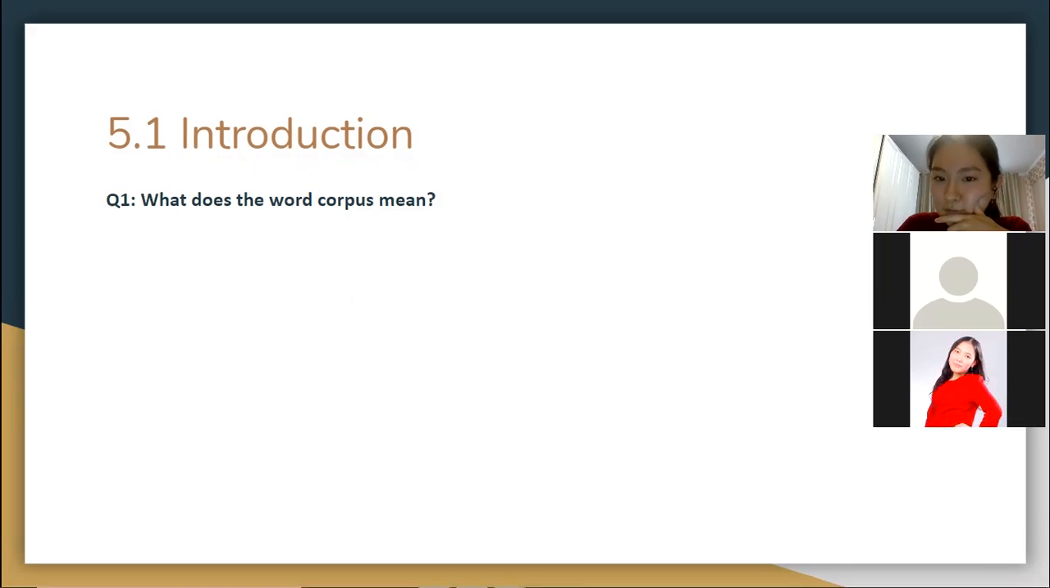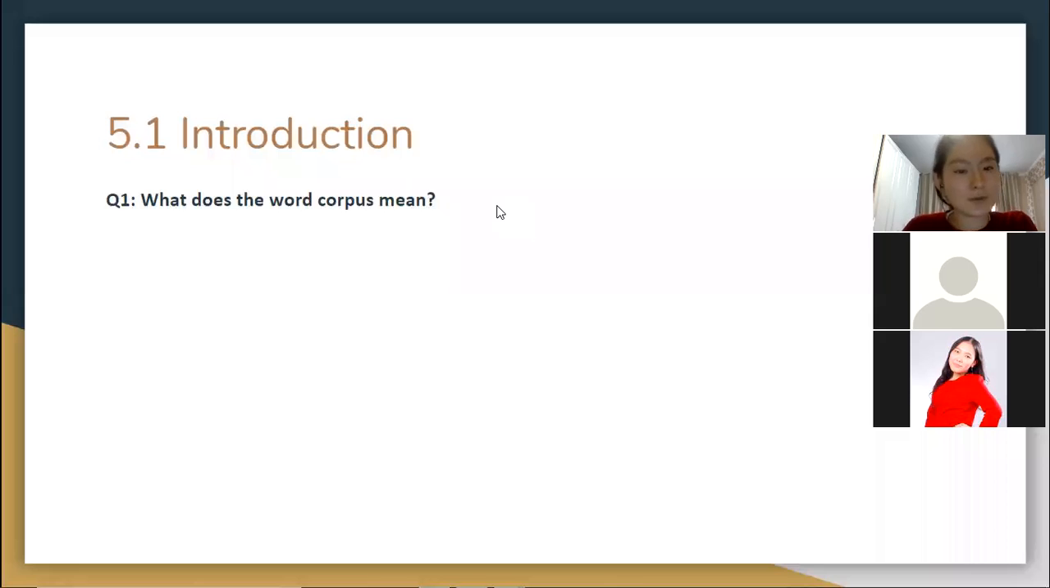So corpus is a Latin word for body, as everyone writes in the chat. Yeah. So it's kind of a collection of written texts that allow us to... Yeah, so you both are right.